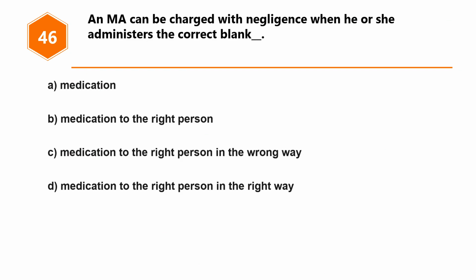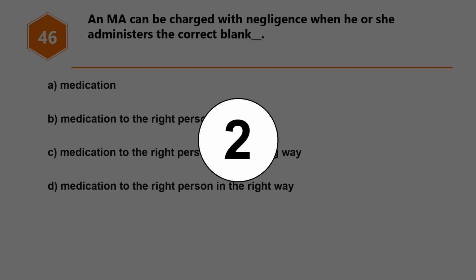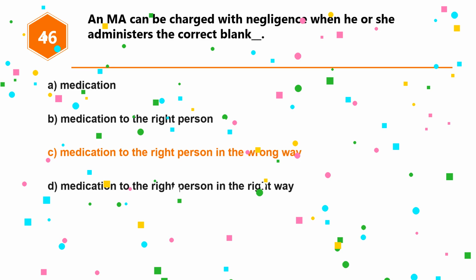Question 46. An MA can be charged with negligence when he or she administers the correct blank blank. Option A, medication. Option B, medication to the right person. Option C, medication to the right person in the wrong way. Option D, medication to the right person in the right way. The correct answer is option C, medication to the right person in the wrong way.